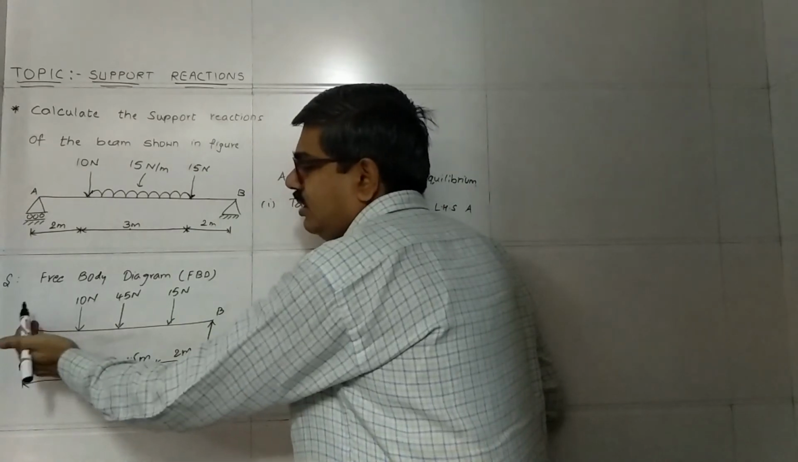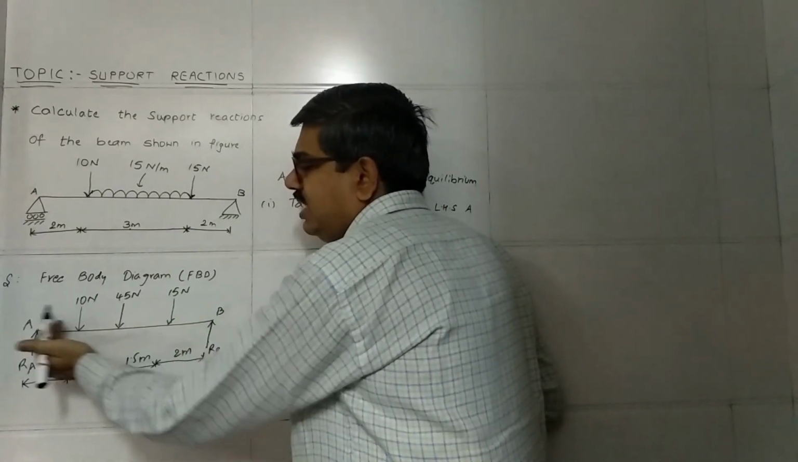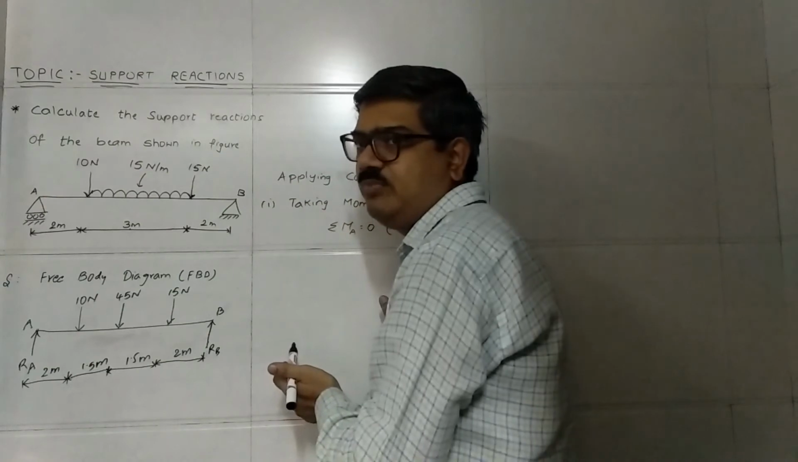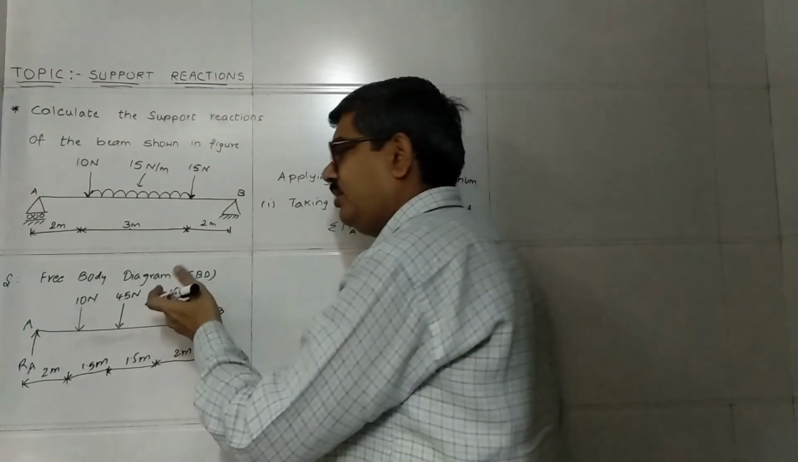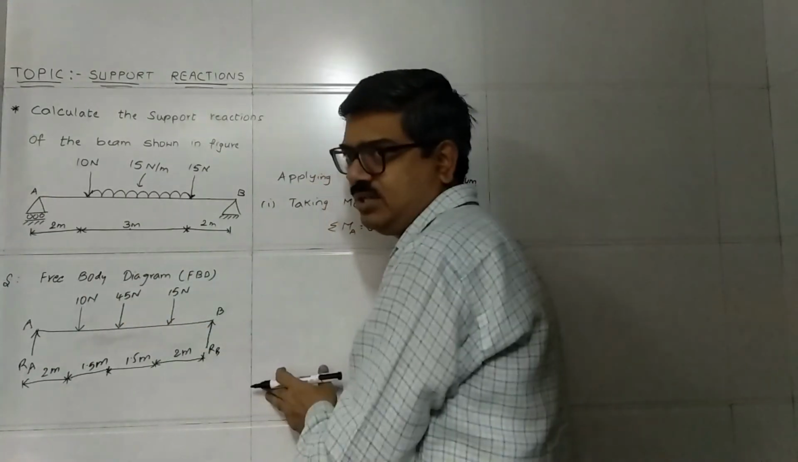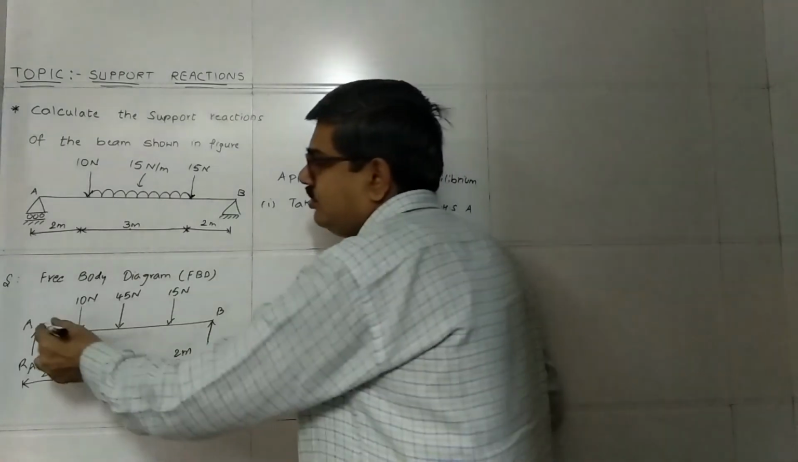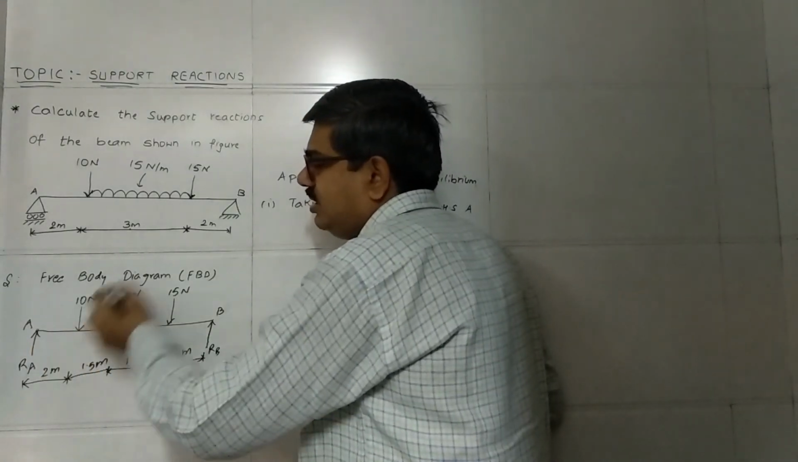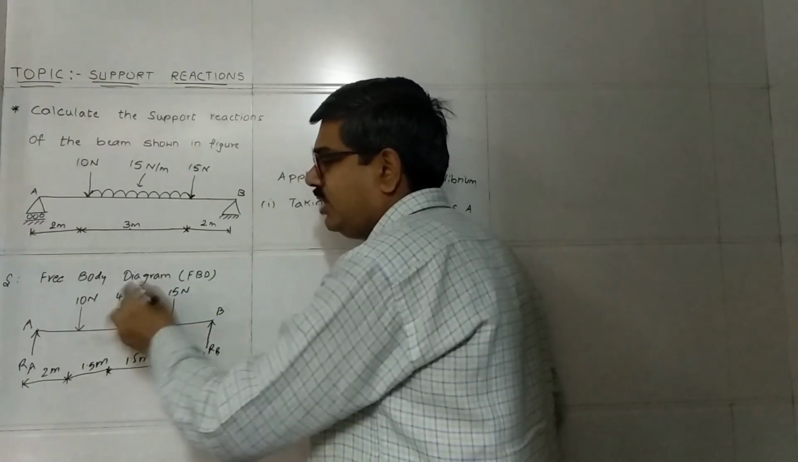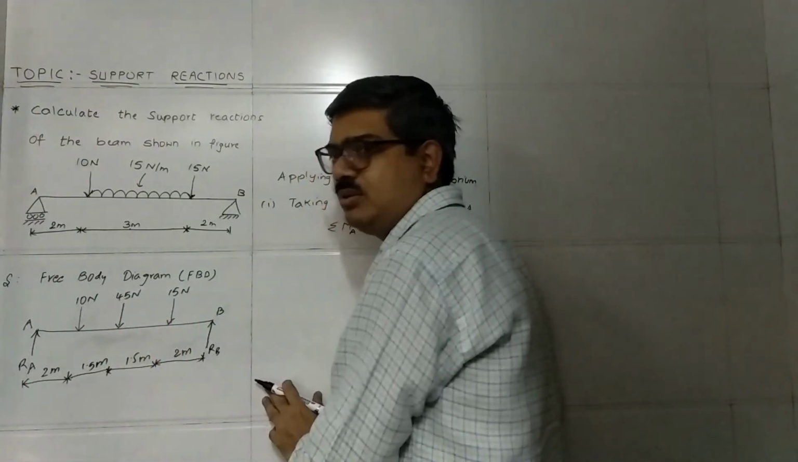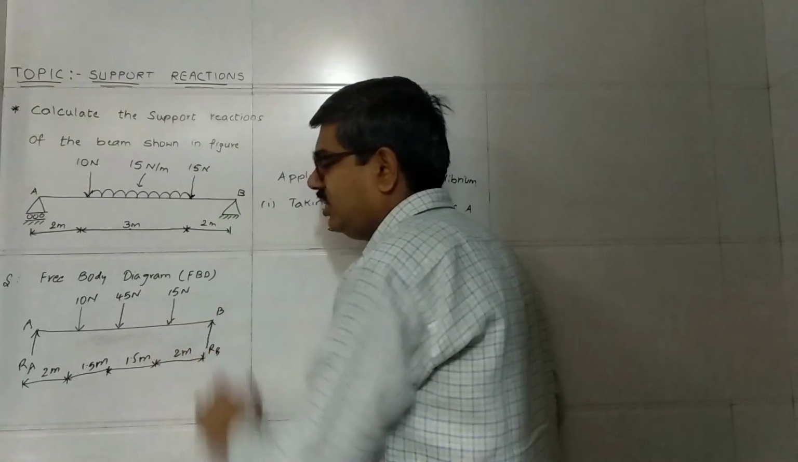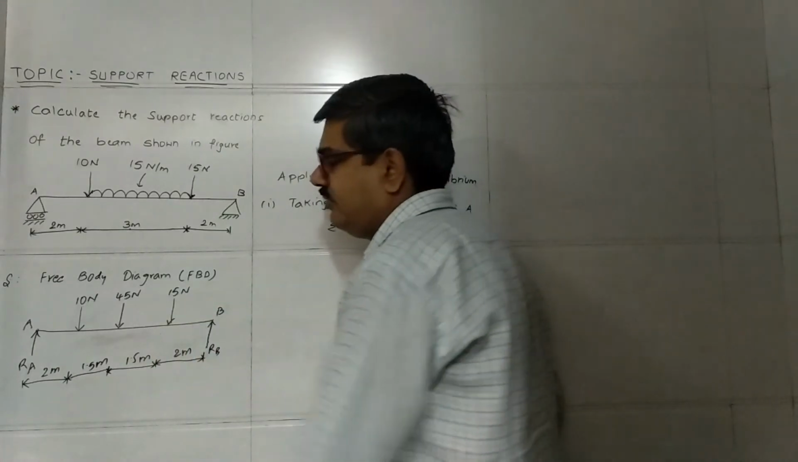Now see how many forces are acting on the beam. You have to consider both the loads which are acting, and also the reaction which is acting on the beam. If you count, there are 3 point loads and 1 reaction load. Now you have to find the moment of all these 4 forces.